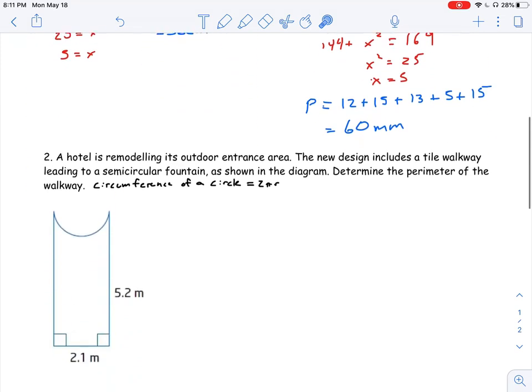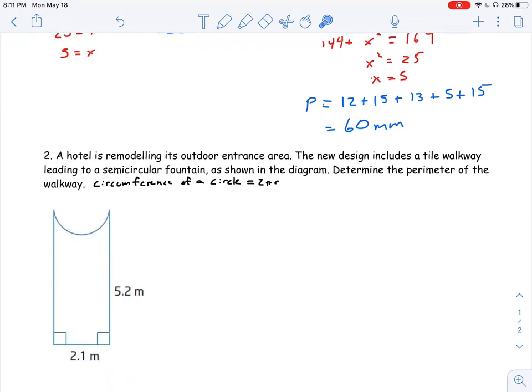All right, a bit of a word problem here. A hotel is remodeling its outdoor entrance area. The new design includes a tile walkway leading to a semicircular fountain, as shown in the diagram. Okay, so this is the fountain here. This is the walkway leading up to the fountain. We're going that way. Determine the perimeter of the walkway, the distance around the outside of this walkway, including a little bit of a curve.